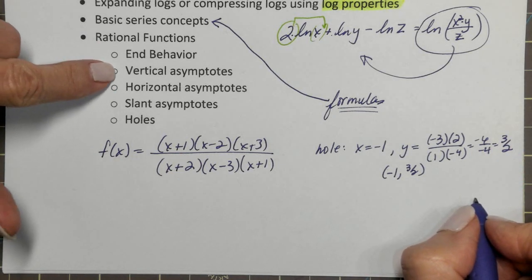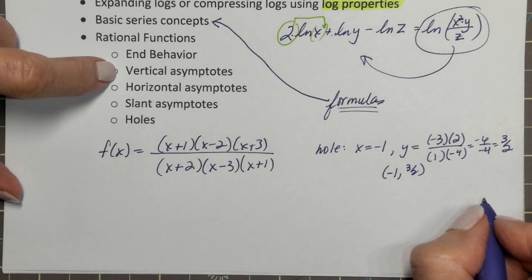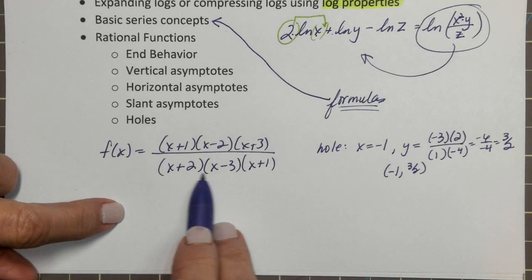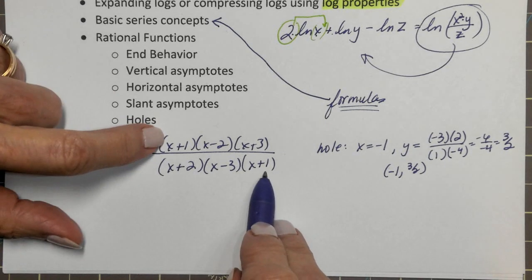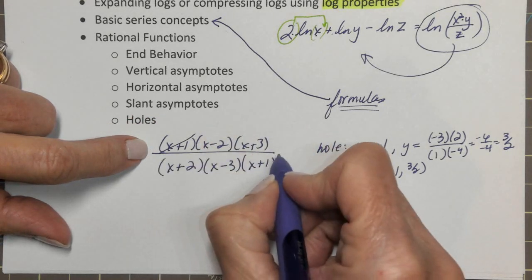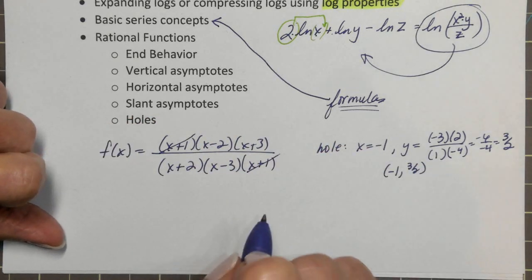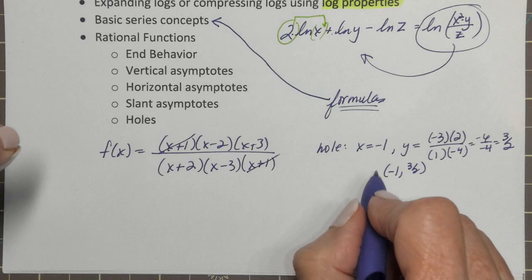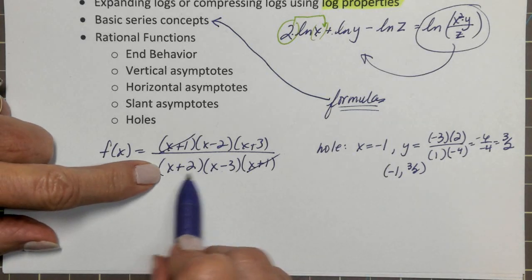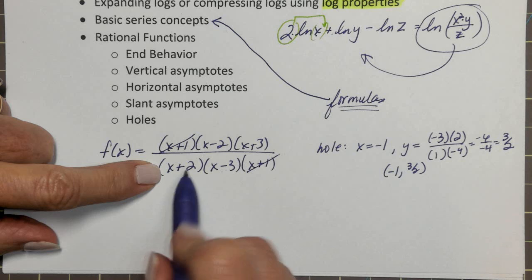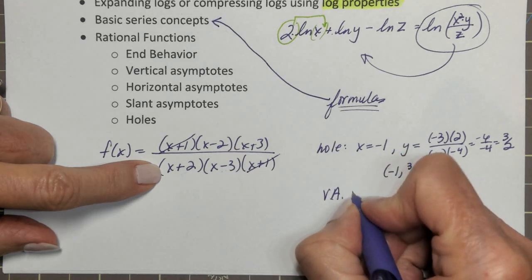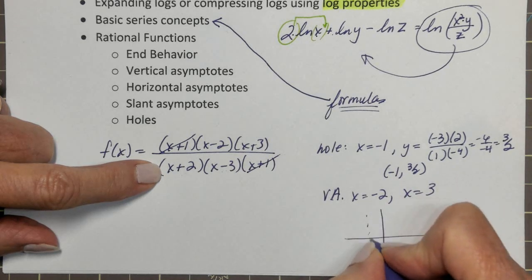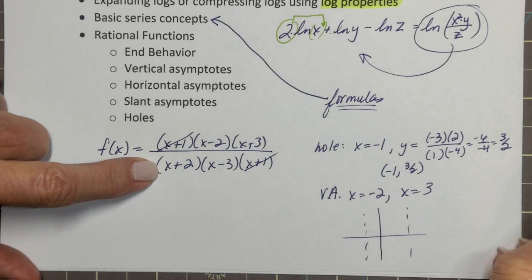How do you find the vertical asymptotes? Well, you look at the bottom for any factor that is not your hole. Once you take care of your hole, once you note where your hole is and what's happening there, you can take it away. The remaining denominator factors determine your vertical asymptotes. There are vertical asymptotes at x equals negative 2 and at x equals 3. It would look like this. Okay?